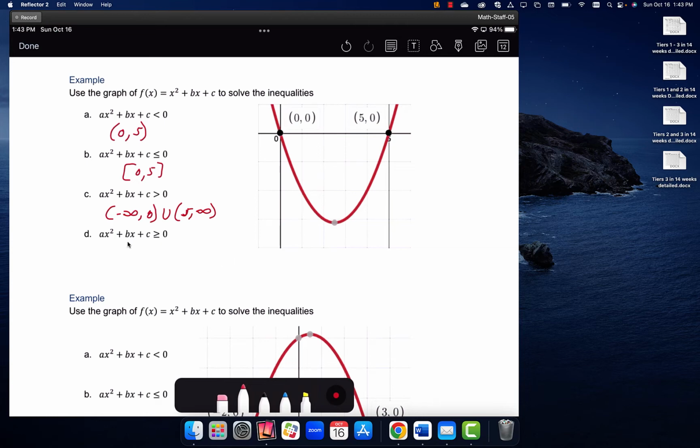And D is asking a very similar question, only now we can have equality. Where is the graph above the x-axis or equal to it? Again, equal to 0 means we include those endpoints. Negative infinity to 0, including it, and including the 5 to infinity.